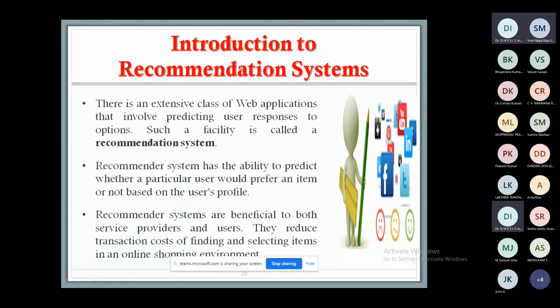So the purpose of the recommendation system is that it has the ability to predict whether a particular user would prefer an item or not, based on the user's profile. I have a profile. I'm a teacher. I have a passion, I have some interests.